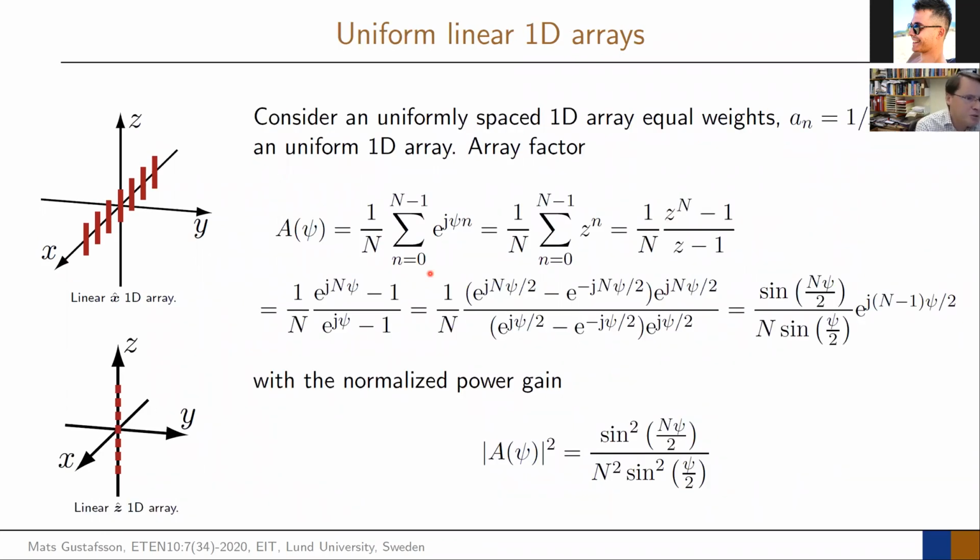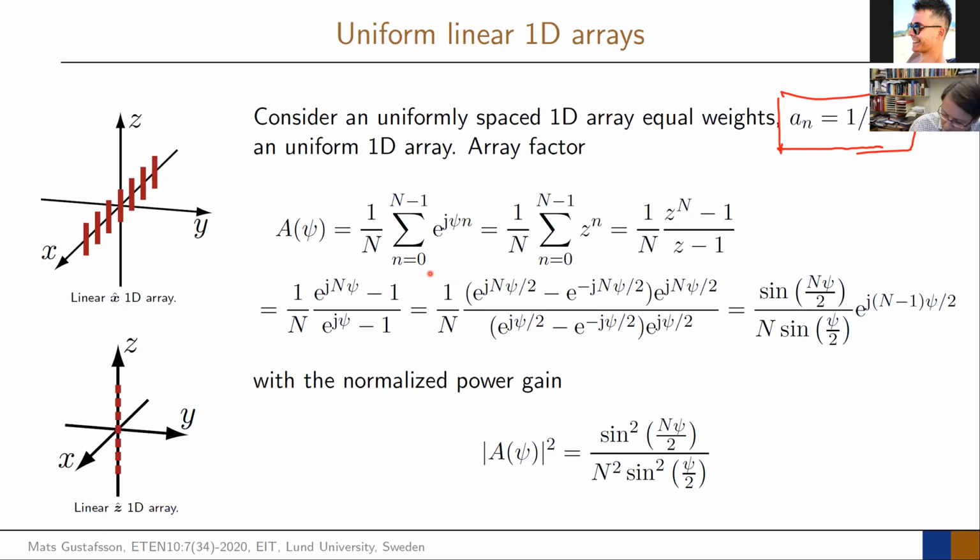So now let's do what is our first array. We will do a uniform 1D array. And uniform means here that we have the same amplitude of all the coefficients. And we will start with the same phase of them too. And we let them have just the positive phase. So a_n is equal to 1 over N. So these are the coefficients that we have.